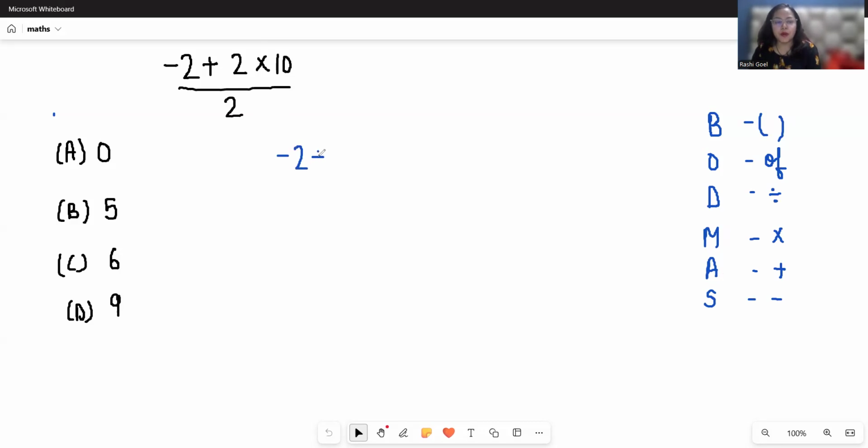Minus 2 plus 2 times 10 is 20, by 2. Minus plus is minus. So minus 2 plus 20 is plus 18, because 20 is greater than minus 2. So we'll opt for the plus sign, 18 by 2. So 18 by 2 is 9, which is option number D.